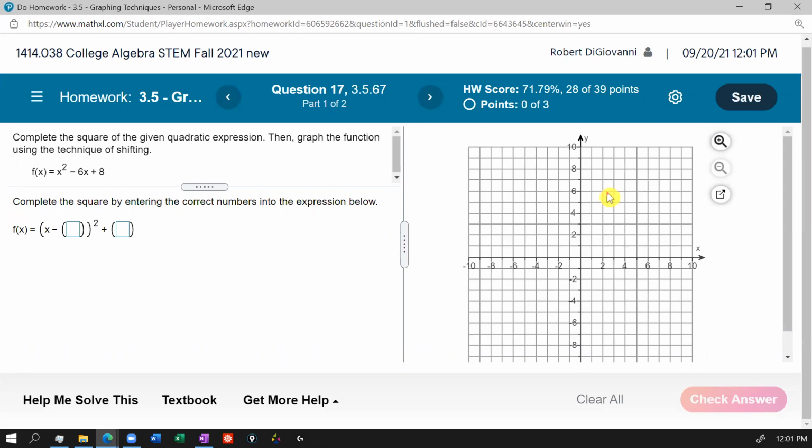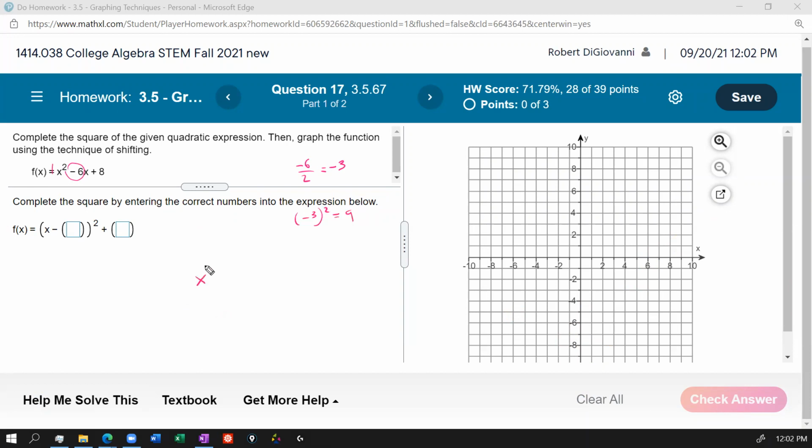Okay, 3 to go here. Okay, so here we're going to complete this square and then graph it. So the technique to complete the square here is that we will make sure there's a 1 in front of the x squared, which there is. We'll take the number in front of the x, -6, divided by 2, which gives us -3. We will take that -3 and square it, which gives us 9.